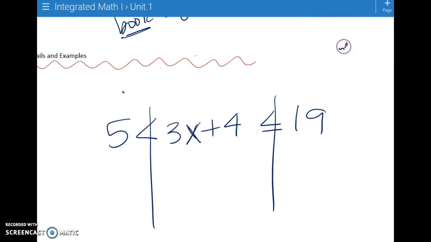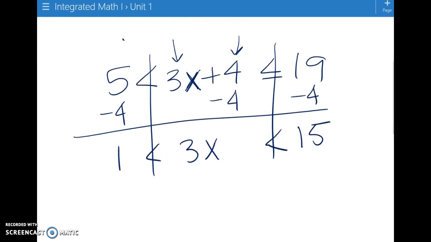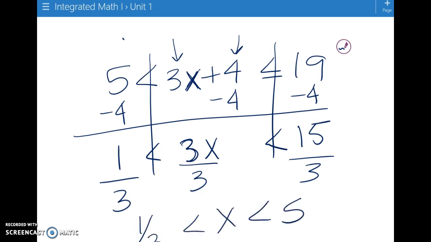I'm trying to get x alone still. So that means I need to get rid of the 4 and get rid of the 3. I'm going to go ahead by subtracting 4. But I have to subtract 4 on all sides, the middle, the left, and the right, which will give me 1 is less than 3x, which is less than or equal to 15. Then I need to get rid of the 3, so I'll divide all sides by 3, leaving me with 1/3 is less than x is less than or equal to 5. Not too bad. Looks a little funky, but that's okay.